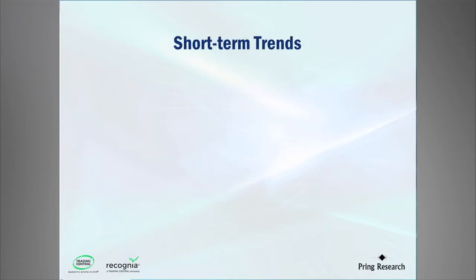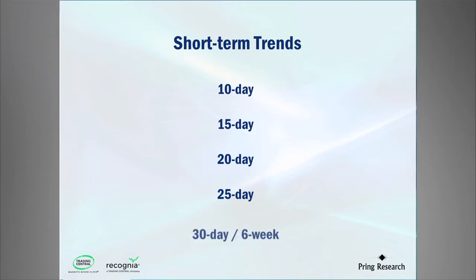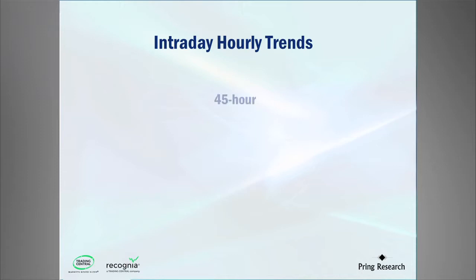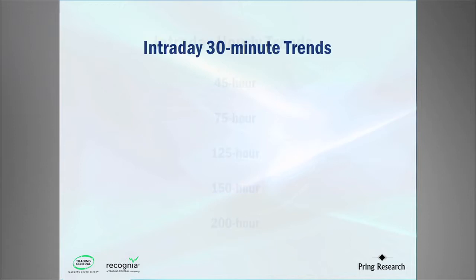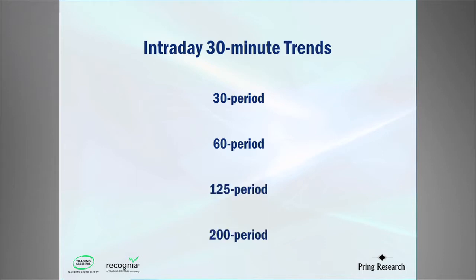For short-term spans, 10-day, 15-day, 20-day, 25-day, and 30-day or 6 weeks. For hourly charts, 45-hour, 75-hour, 125-hour, 150-hour, and 200 hours, though I find that the shorter you go, the less reliable the signals tend to be. The same would be true for 30-minute periods, where the following are suggested: 30 period, 60 period, 125 period, and 200 period.